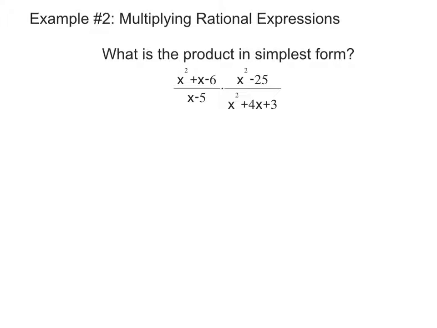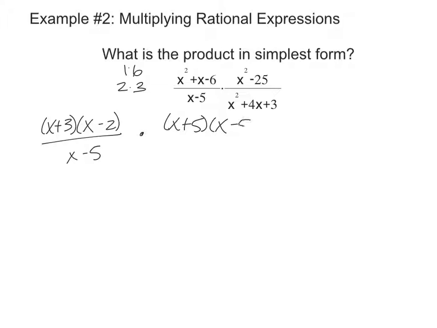Okay. All right, so let's go ahead and work on breaking these down. This first one, you have either 1 and 6 or 2 and 3. 2 and 3 are going to work here, specifically positive 3 and negative 2. So x plus 3, x minus 2, and it's over x minus 5, okay? Times this numerator, that's difference of squares, so that's x plus 5 and x minus 5, over that AC is only 1 and 3, and that's going to be x plus 1 and x plus 3.